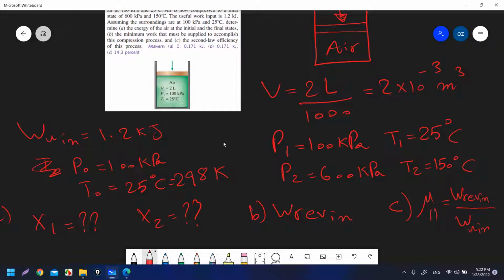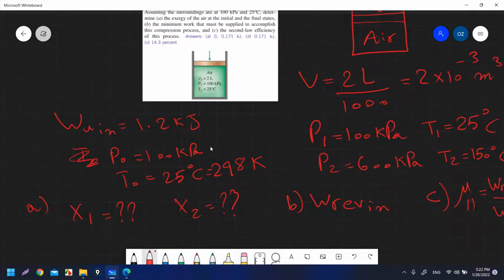If it is a work producing process like an expansion process, or you have a turbine, making or providing work, it will be the opposite. Work reversible will be out and will be down in the denominator, and the useful will be out and in the numerator. If you are confused, put the less one in the numerator.